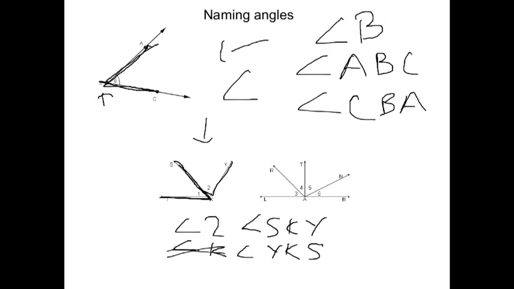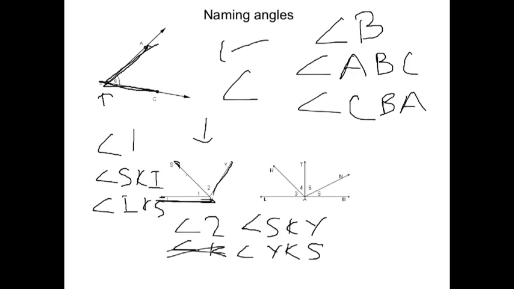If I want to talk about the other angle, this one, I can call it angle 1. I can call it angle SKI, or I can call it angle IKS. So I can name it in either order. But what I want to make sure of is that I name it with the vertex as the middle. So in all of these cases, the K is the middle letter because that's telling me what the vertex is.